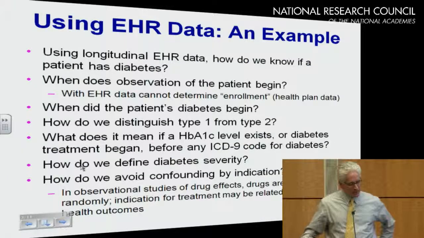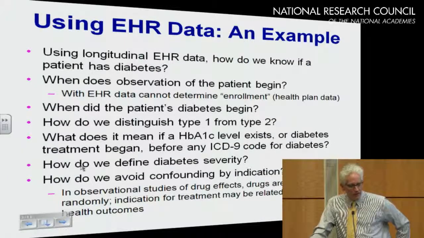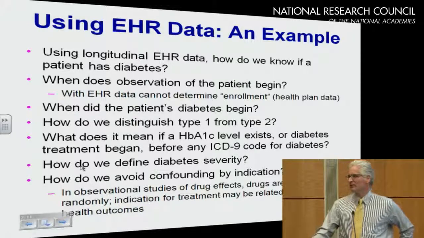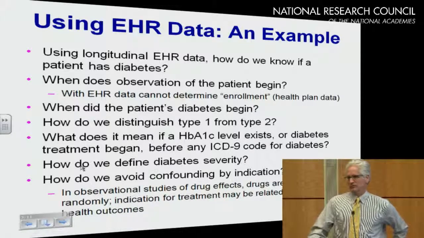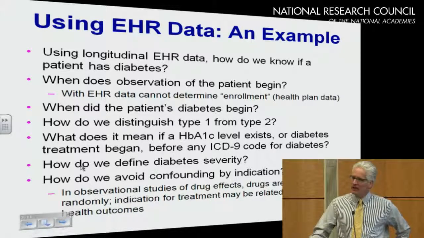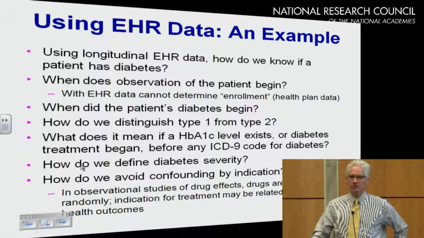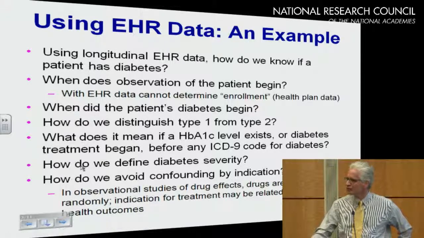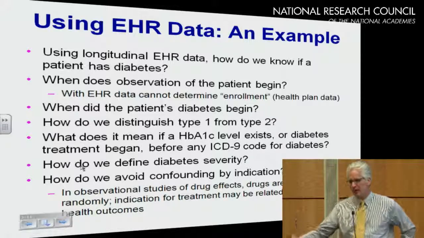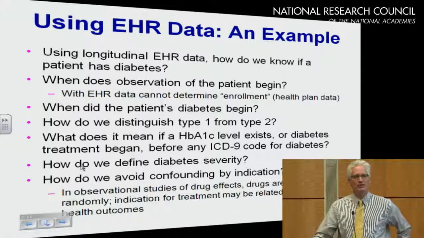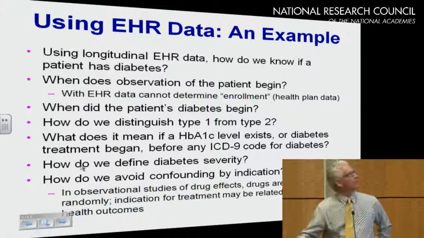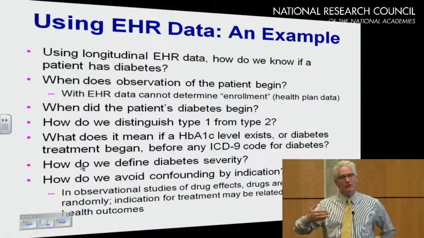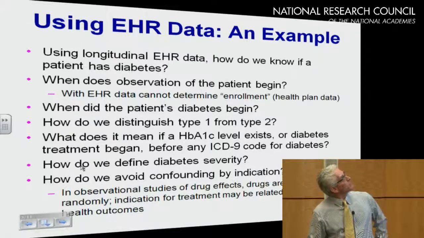So thinking about that, using electronic health record data that is longitudinal, how do we know when a patient has diabetes? When does observation of the patient begin? With claims data, I have their enrollment date in the health plan. With electronic health record data, I don't know for sure if they're in the plan, they have a primary care provider, they're under observation and not being seen, or that is, they're healthy, or they've dropped out. They can enter and leave this cohort at any time.